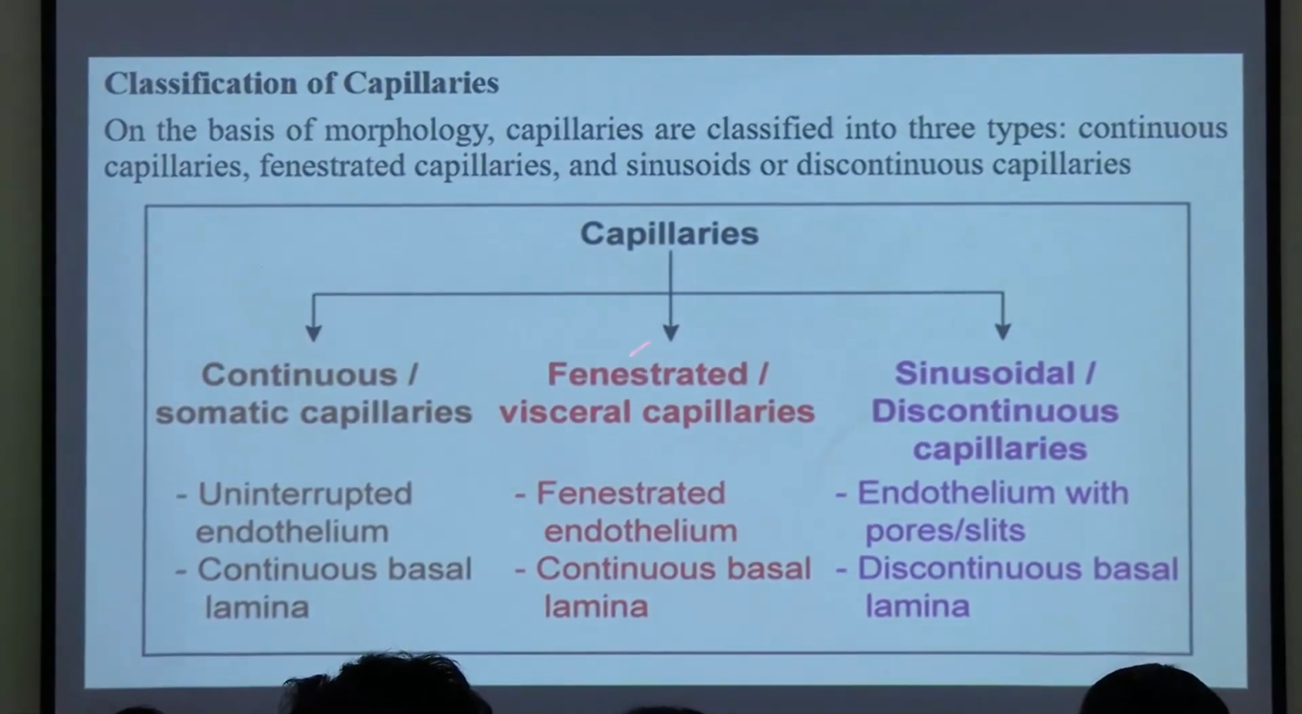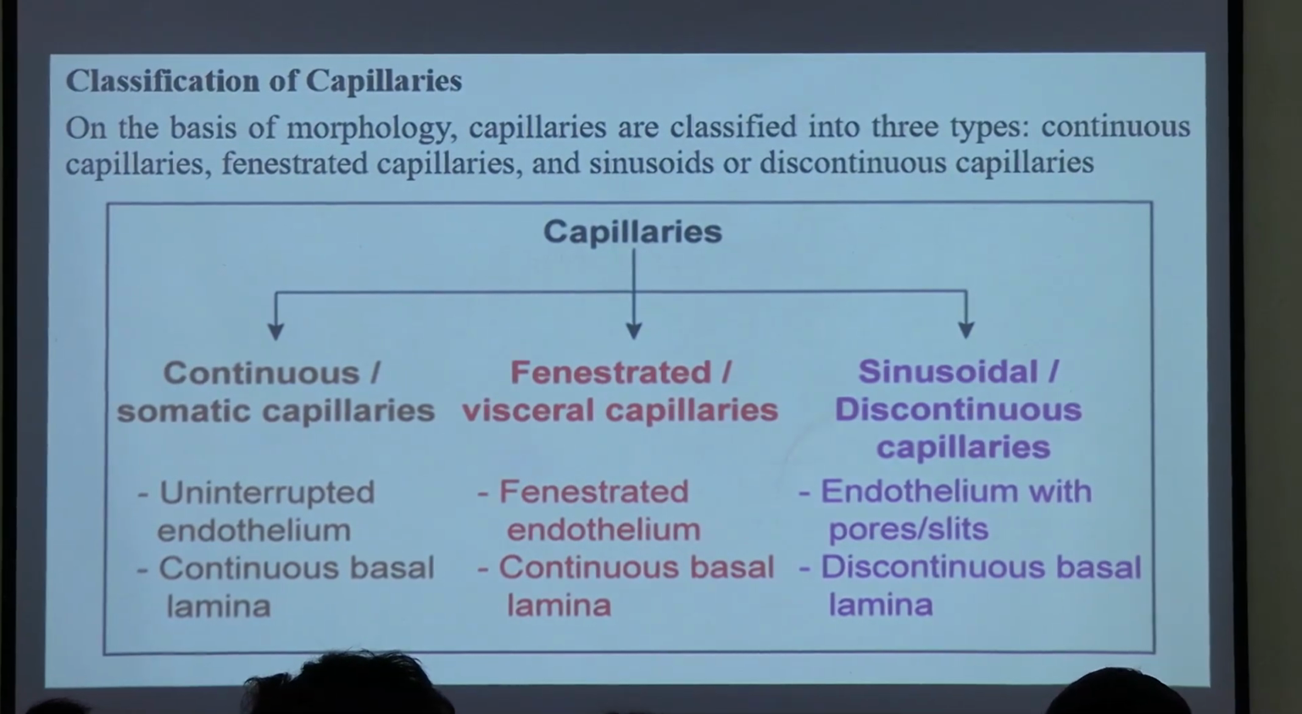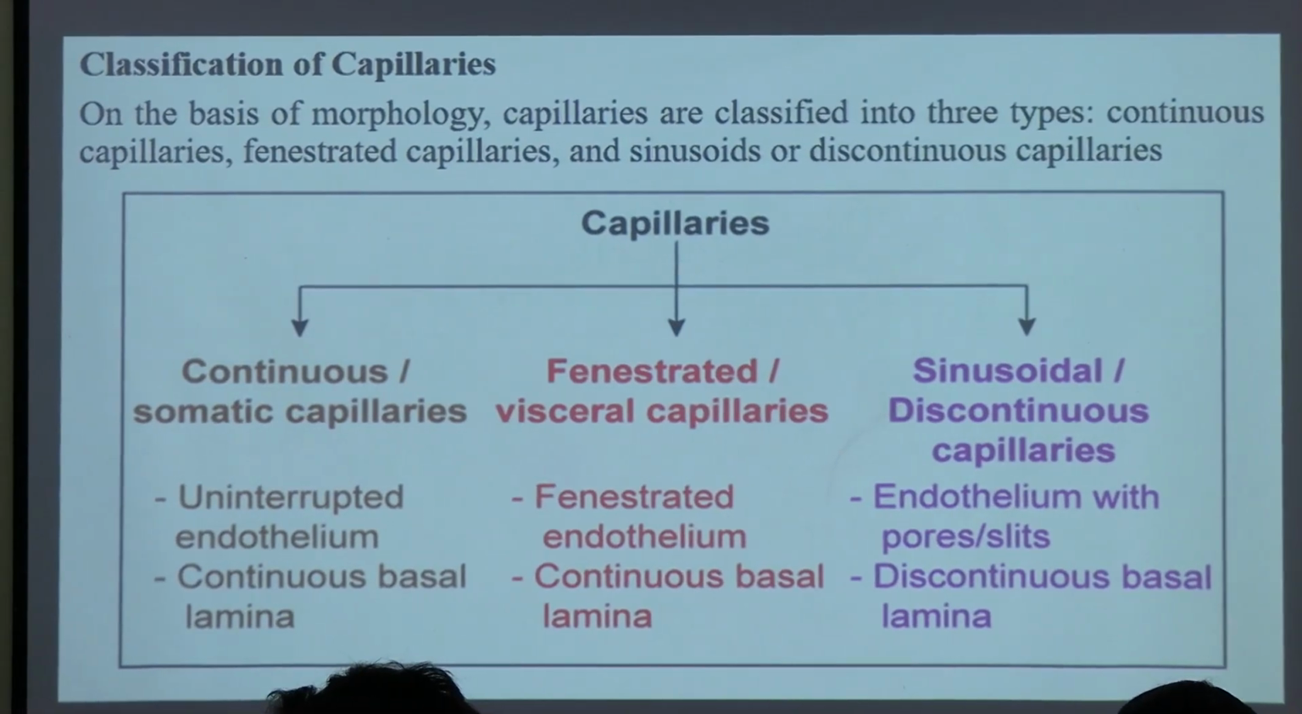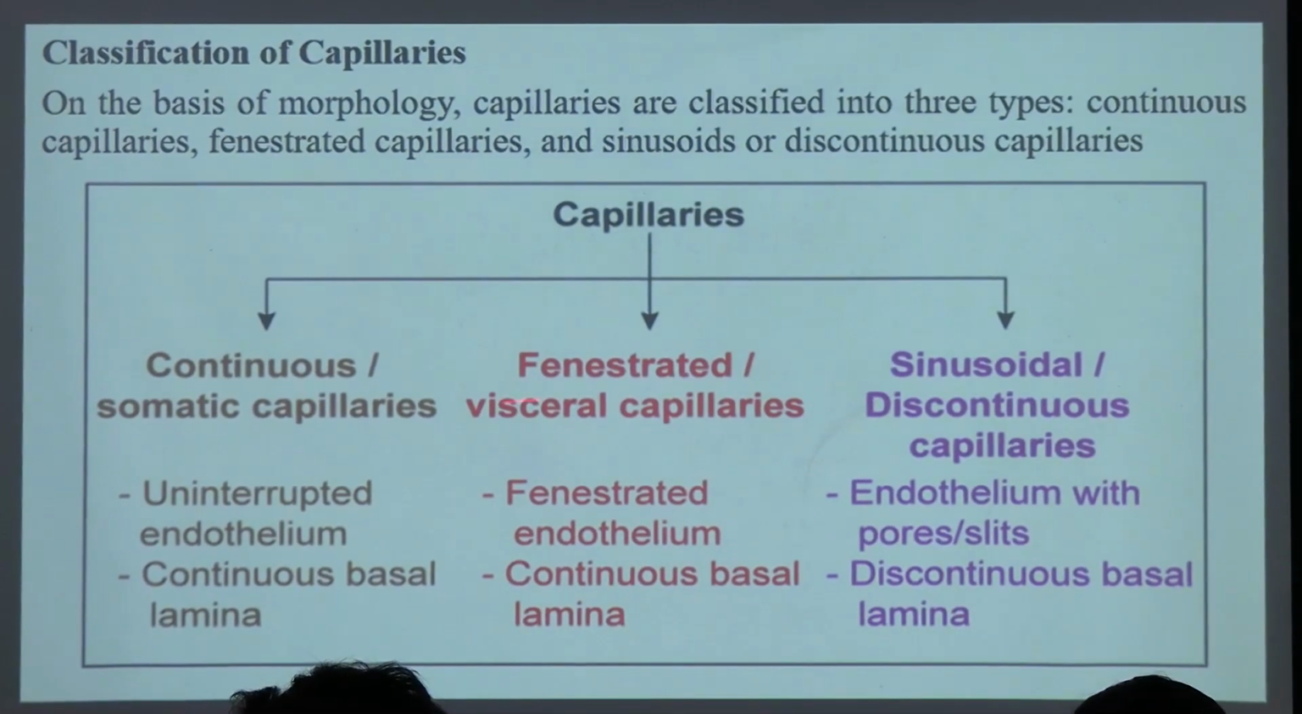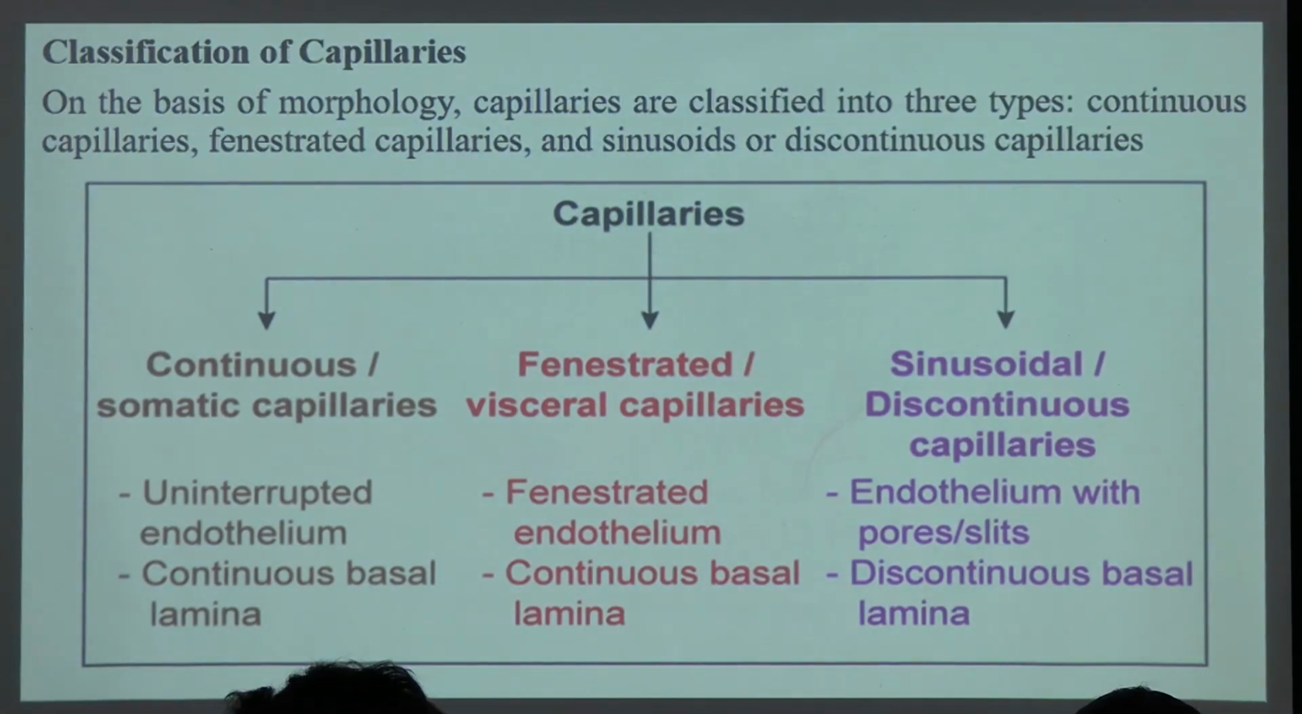Next, on the basis of the morphology, three types of capillaries are there. I don't know whether you have heard or not: the continuous capillaries, fenestrated capillaries and sinusoidal capillaries. Three different types of capillaries are there in our body. I will not go into detail. In case of continuous, it is uninterrupted endothelium and continuous basal lamina is present.